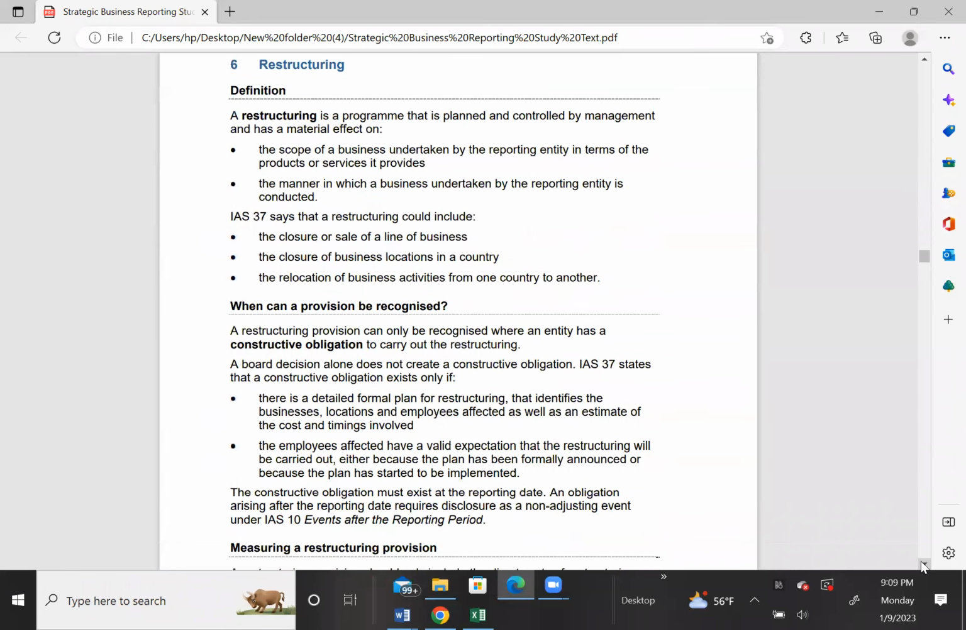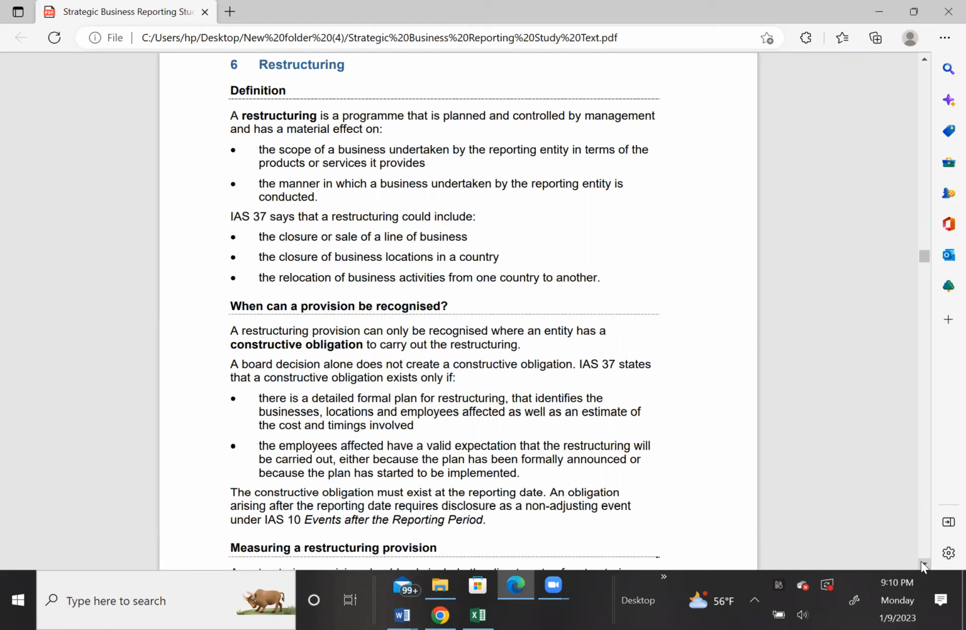The last topic of IAS 37, restructuring. Dear student, restructuring is a program controlled by the management in which the manner of doing business or the scope of the business is changed. Scope of the business means we may have to close our factory, or we have to withdraw from a geographical area.